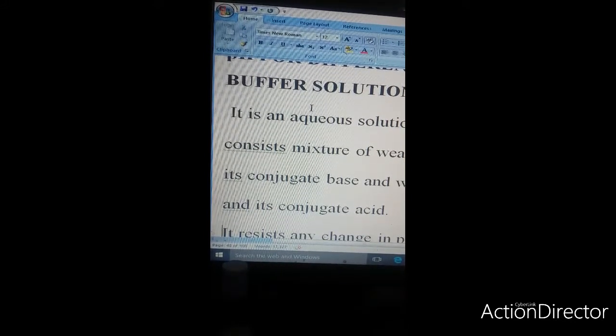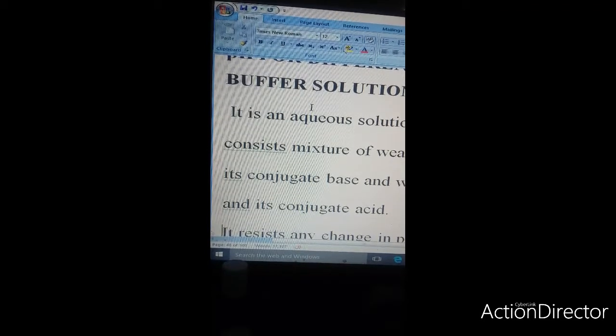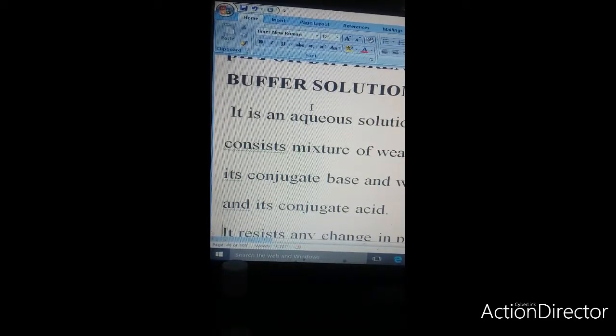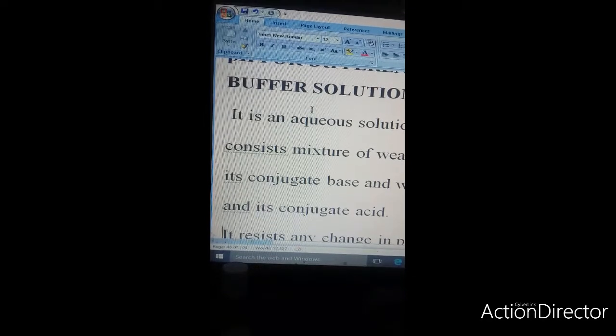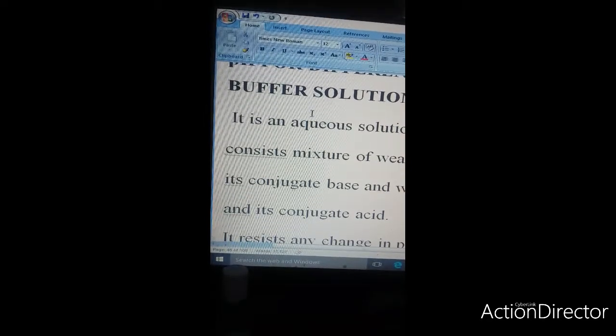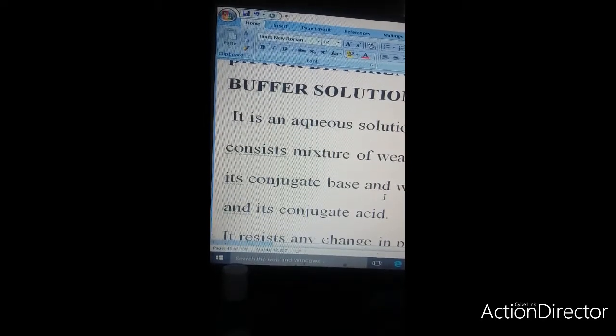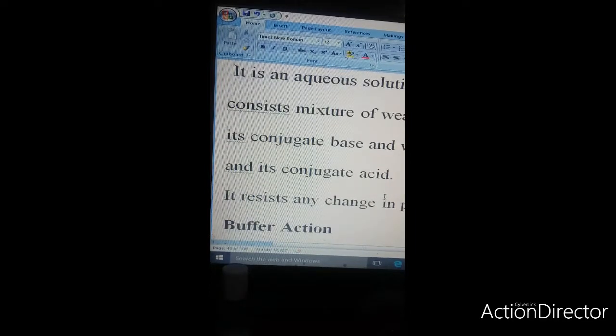It is an aqueous solution which consists of a mixture of either a weak acid and its conjugate base or a weak base and its conjugate acid. Its main function is that it resists any change in the pH of the solution.